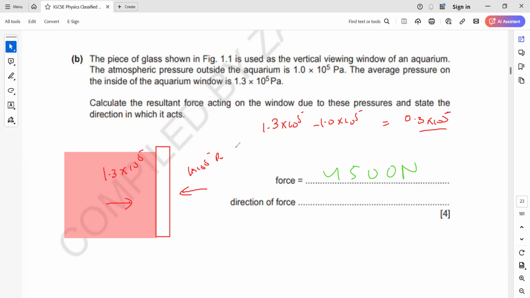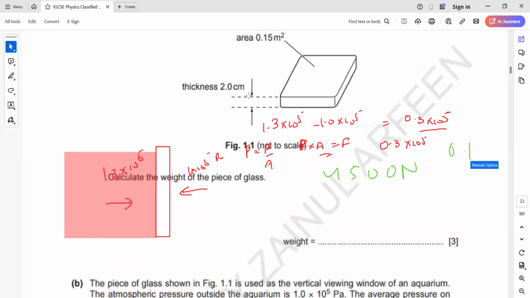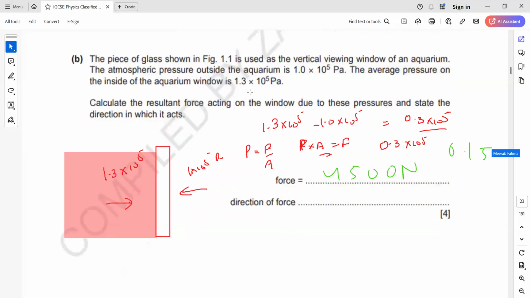After getting the resultant pressure, we need the force. We have the formula, pressure is force over area. So if we need the force, pressure times area will give us the force. So 0.3 into 10 to the power 5 multiplied by the cross-sectional area of this glass, given in the beginning, 0.15. So we multiply this by 0.15, and we get the force, which is 4,500 newtons. The direction of the force will be outwards, because the outside pressure is more than the inside pressure.